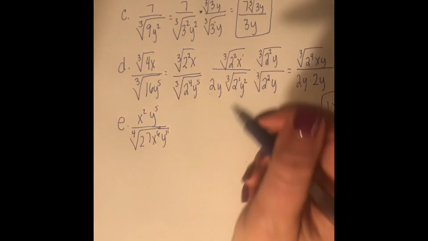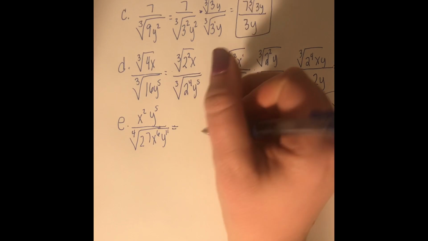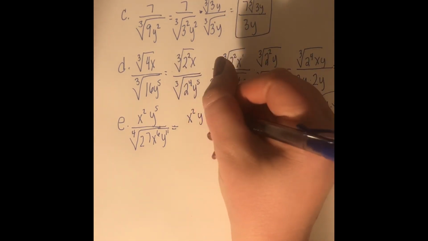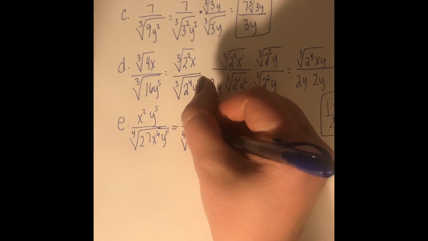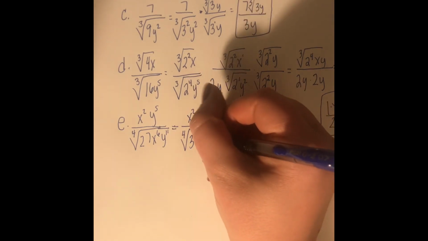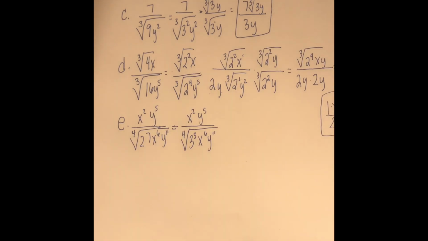Alright, so this one we got lots of things going on. So again, the first thing I'm going to do is rewrite the number in terms of an exponent. So we have x squared y to the 5 over, this time it's the 4th root. 27 is the same thing as saying 3 to the power of 3, x to the power of 6, y to the 11. And again, before we move on, I'm going to simplify inside of the radicals first.